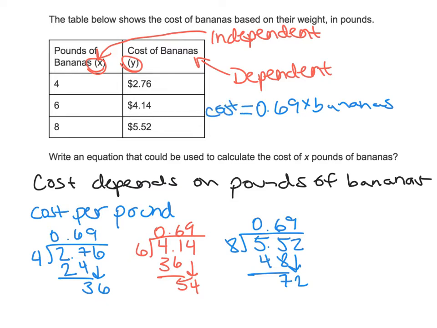So now, if we simply take those words that I wrote down and replace them with our variables, y for the cost is equal to 69 cents times x, which is our number of pounds. And I should really be using a dot for x. There we go. So 69 cents per pound. And there's my equation.